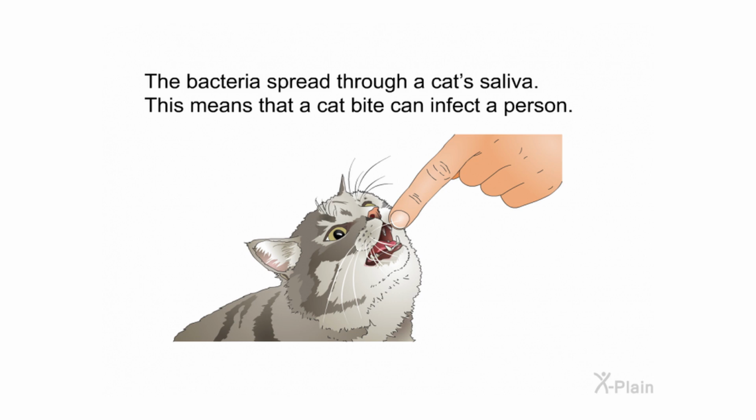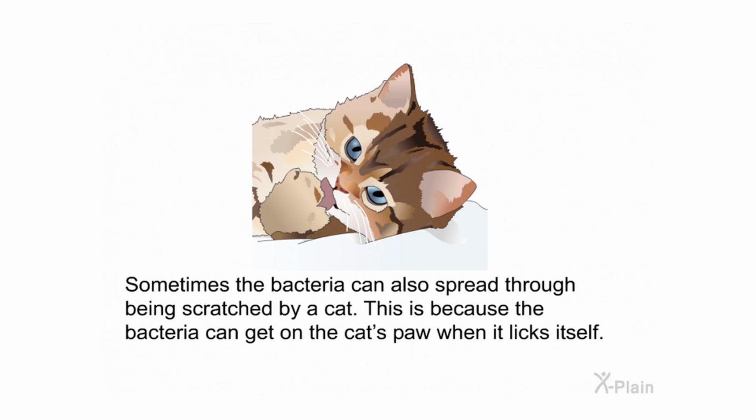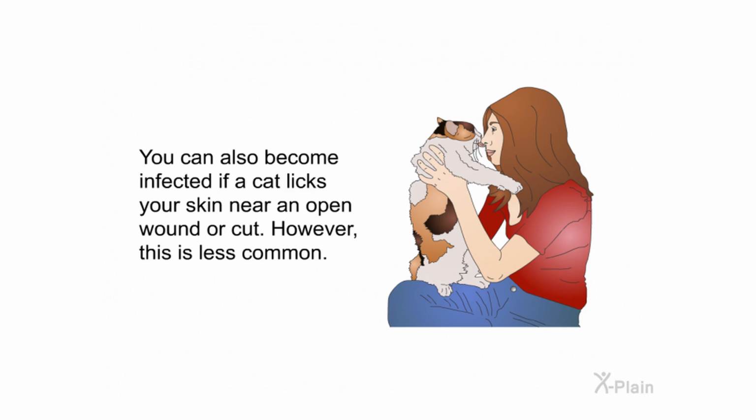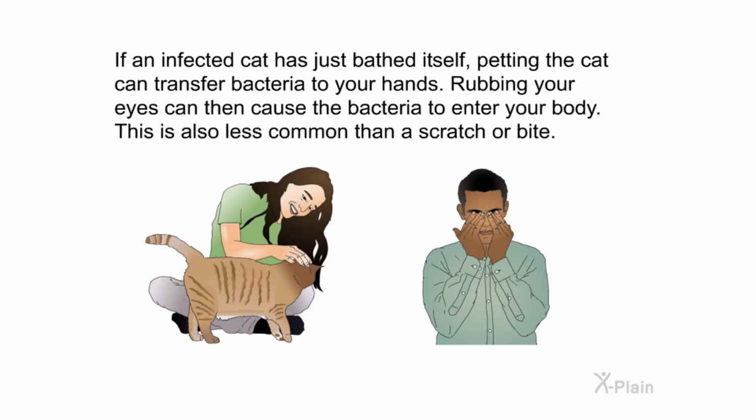The bacteria spread through a cat's saliva. This means that a cat bite can infect a person. Sometimes the bacteria can also spread through being scratched by a cat. This is because the bacteria can get on the cat's paw when it licks itself. You can also become infected if a cat licks your skin near an open wound or cut. However, this is less common.